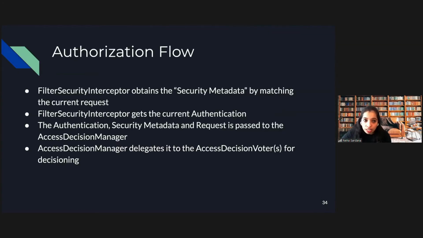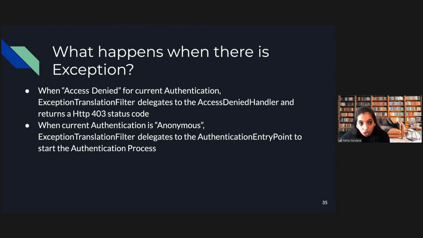And now we look at the authorization flow. The authorization flow is pretty simple compared to the authentication flow. The FilterSecurityInterceptor will obtain your security metadata by matching the current request. It will get the current authentication, which is already set. The authentication, the security metadata, and your request are then passed to an AccessDecisionManager. And when it comes to the manager, the manager delegates it to the access decision voters for decisioning. So that will decide, okay, is access to this particular URL available or not.